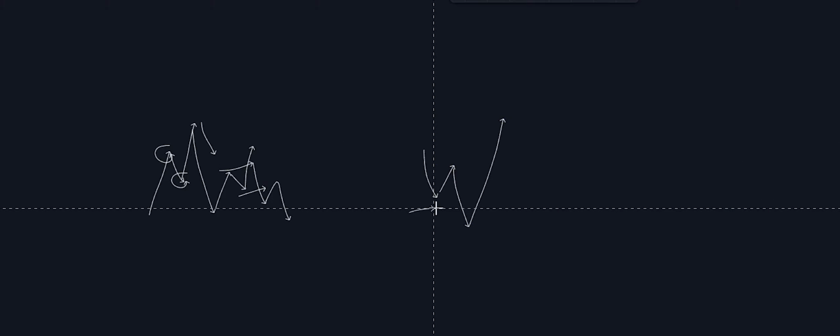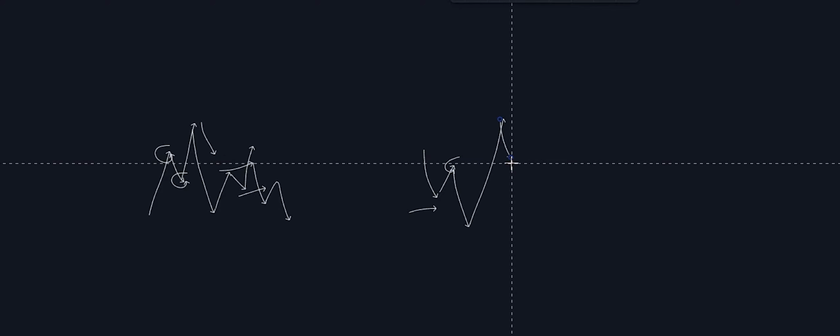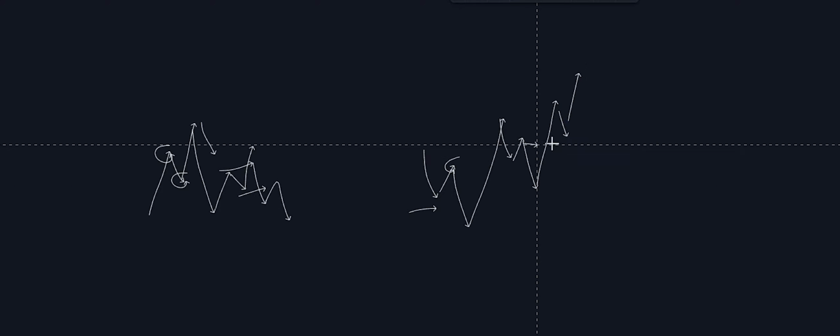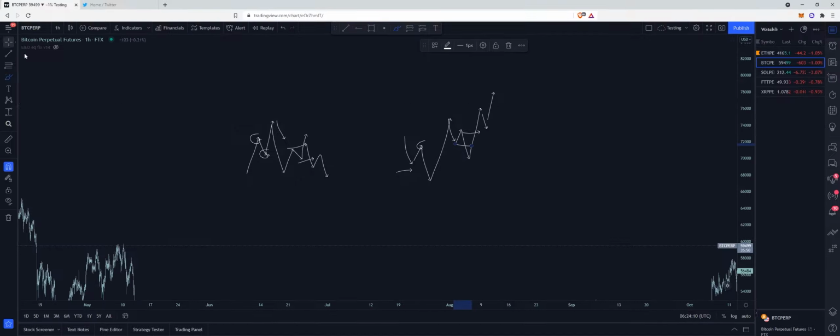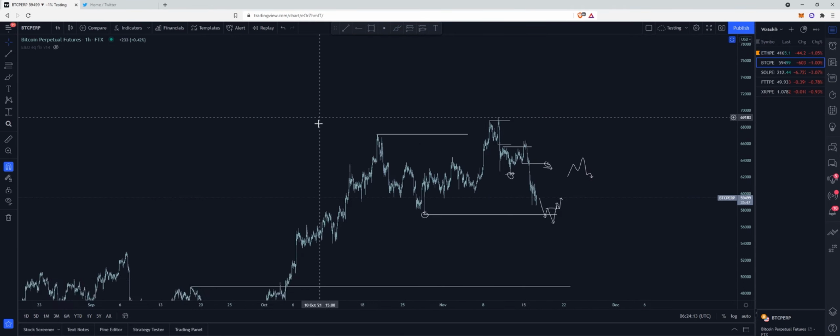Accumulation would be the exact same pattern, but in the opposite direction. So sweep of a low, break above a high. Then once we return, I then look for the same pattern to form again. So something like that. If we take a look at Bitcoin here, we can see that clearly on the hourly.